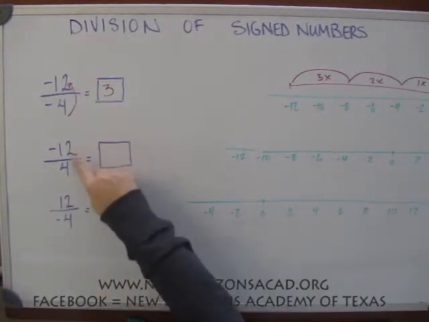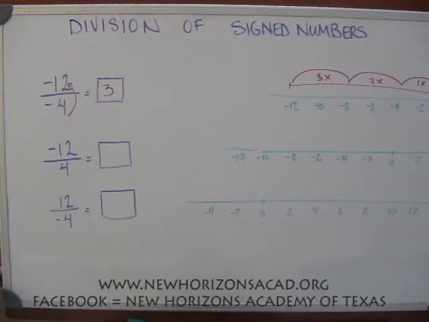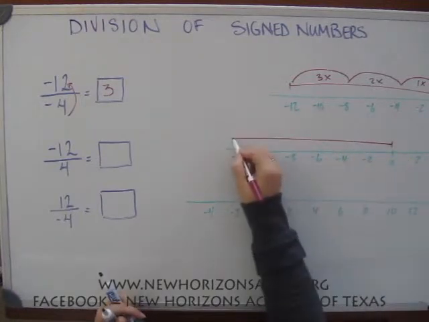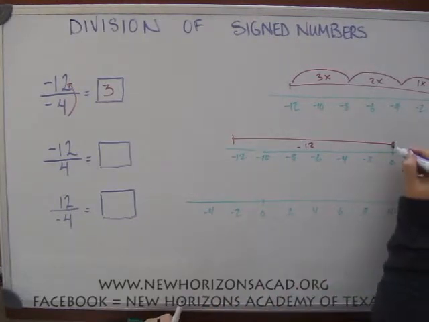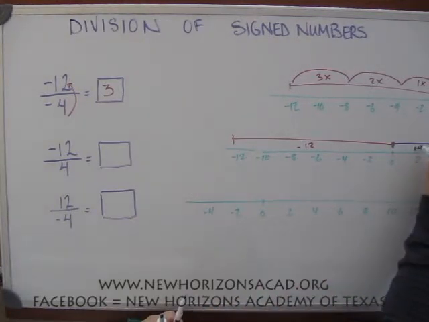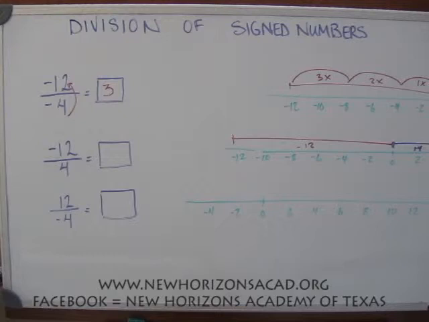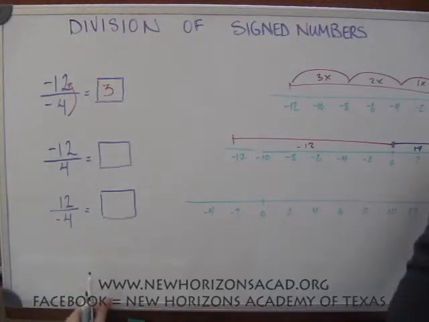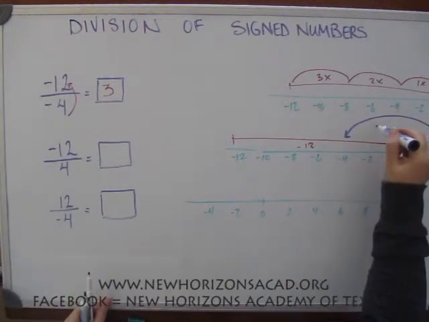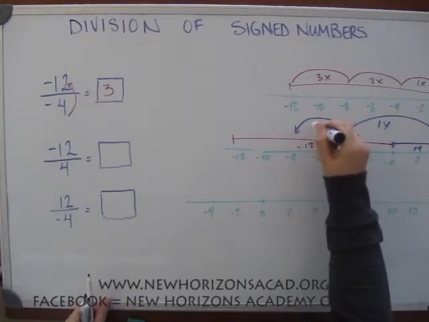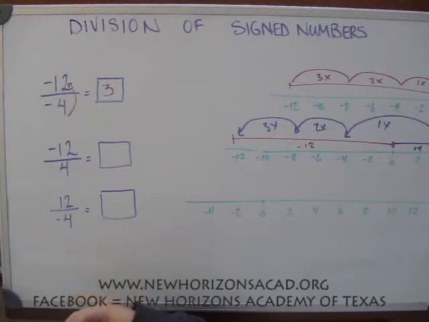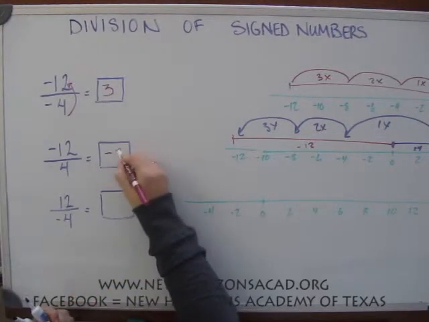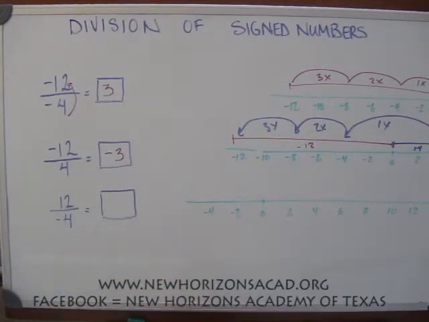Here I have negative 12 and I want to know how many 4s fit into it. Here is negative 12. And here's 4. It doesn't fit in at all, not even once. But the opposite of 4, which is negative 4, fits in once, twice, 3 times. So the answer is the opposite of 4 fits in there 3 times.